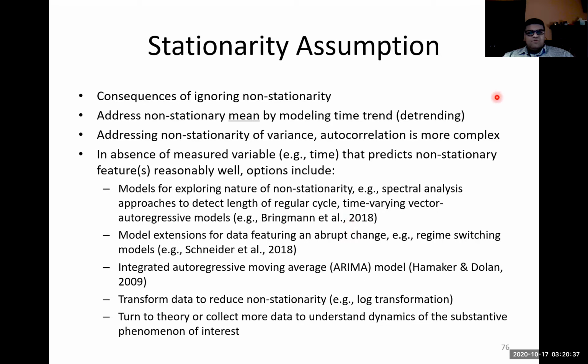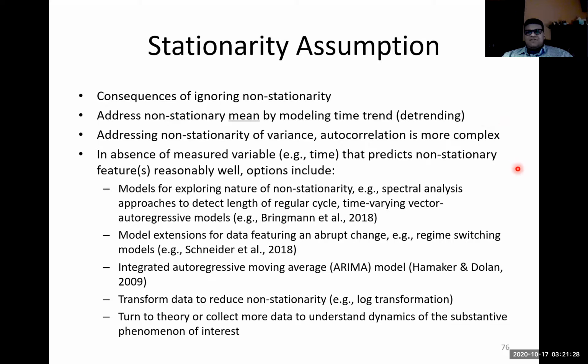Now, what are the consequences of ignoring non-stationarity? Well, essentially, ignoring non-stationarity leads to bias in the coefficients. So you want to not ignore non-stationarity. You want to somehow deal with it. If you have non-stationarity in the mean, you want to model the time trend. So if there's a time trend, you want to model that. And sometimes a version of doing this is called detrending. That is taking into account the time trend in some way. Now that's the easier one to deal with.